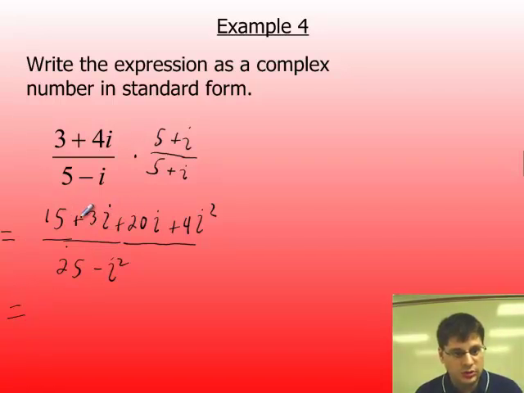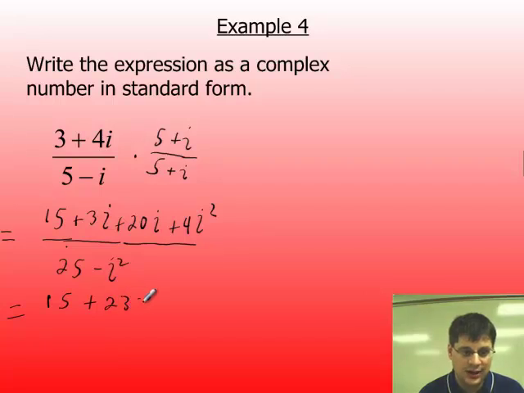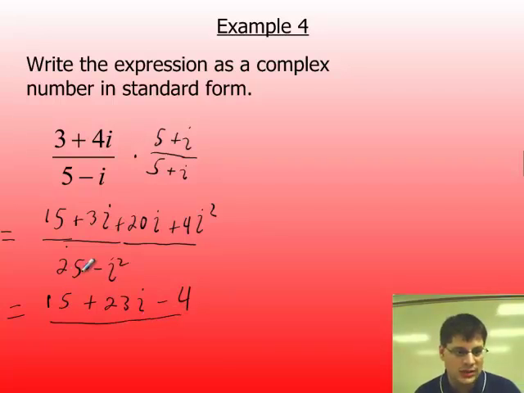So now we will simplify the numerator and denominator. The numerator, I'm going to start off and combine our imaginary parts. So I'll have 15, and then 3i plus 20i is 23i. And then i squared is negative 1, so that's going to be negative 4, so minus 4. Down here in the denominator, I have 25 minus i squared. So that's like saying 25 minus negative 1, because i squared is negative 1. So really that's going to be saying plus 1.